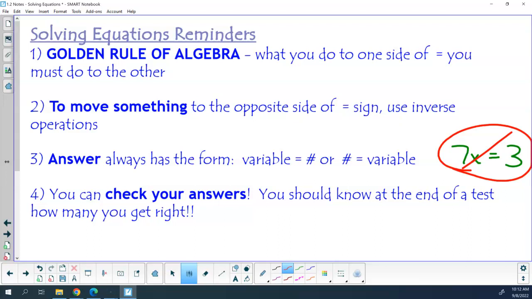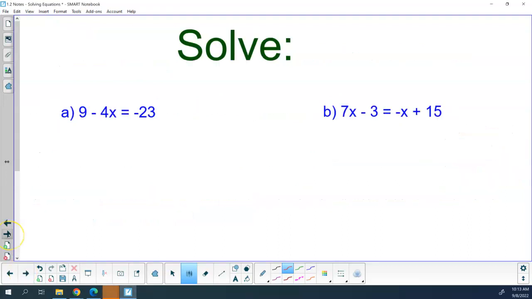And lastly, reminder number 4, it never hurts to check your answer. Because you might have missed something along the way, and that's going to screw up your answer. And you should be able to say at the end of an algebraic problem, yep, I'm 100% confident in that answer. I know that I'm right.